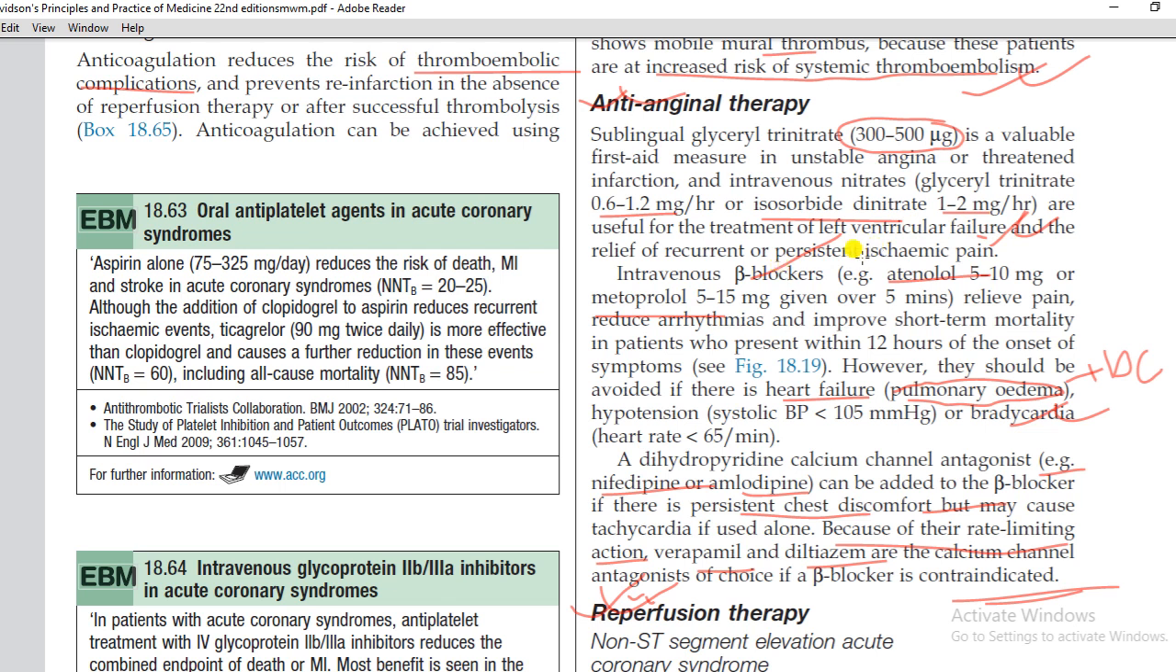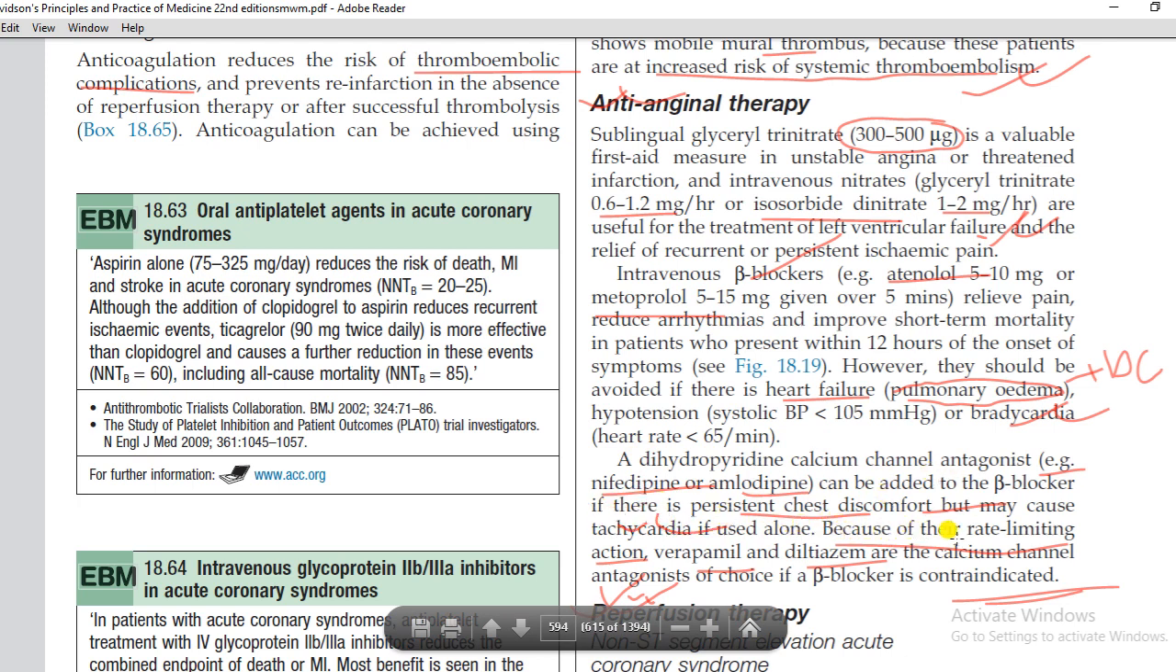So intravenous beta blockers such as atenolol and metoprolol could be given. However, the patient should be assessed for heart failure, because in this case these drugs are contraindicated. These drugs are also contraindicated in case of hypotension and bradycardia. And the dihydropyridine calcium channel blockers like nifedipine and amlodipine can be added to the beta blocker if there is persistent chest discomfort, but may cause tachycardia if used alone.